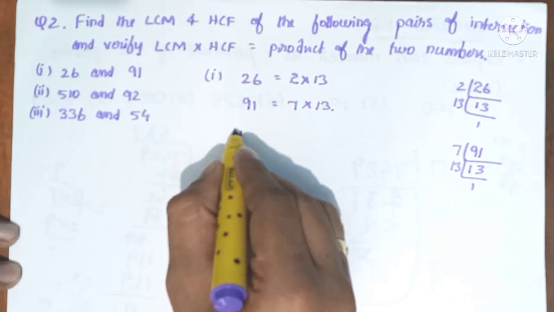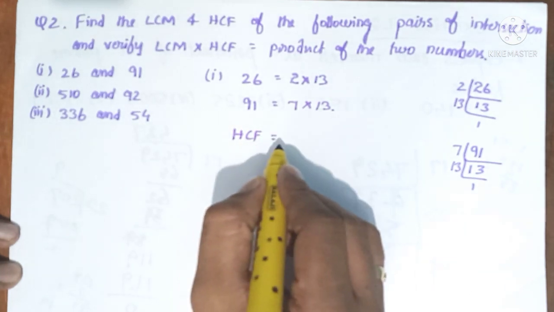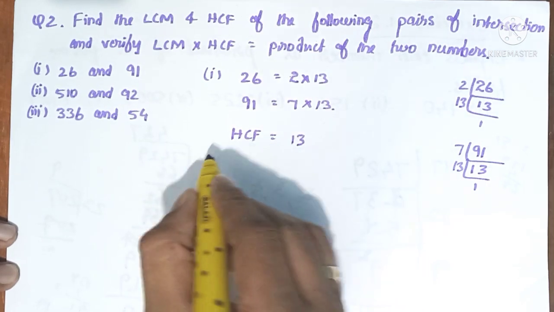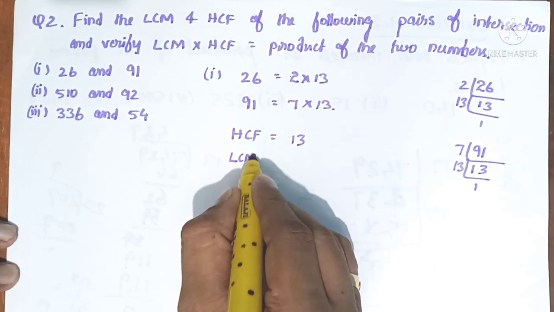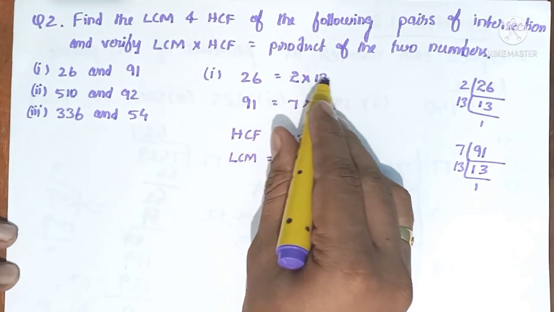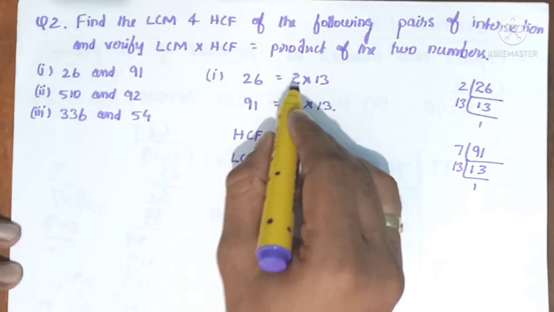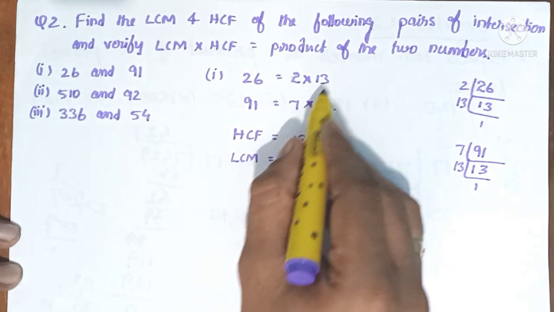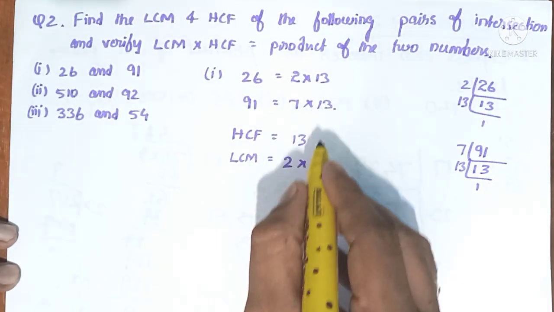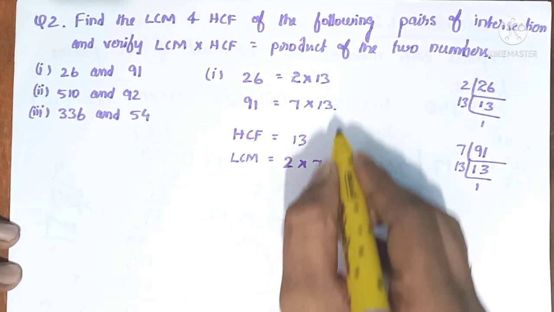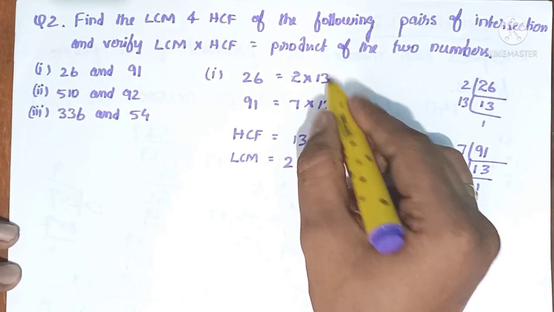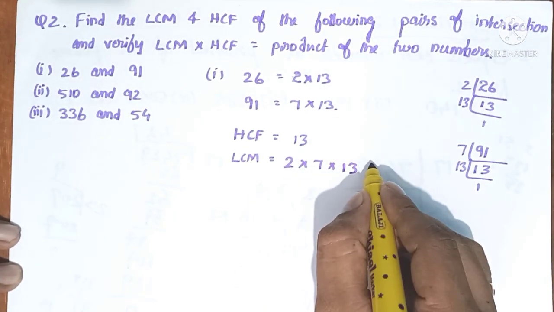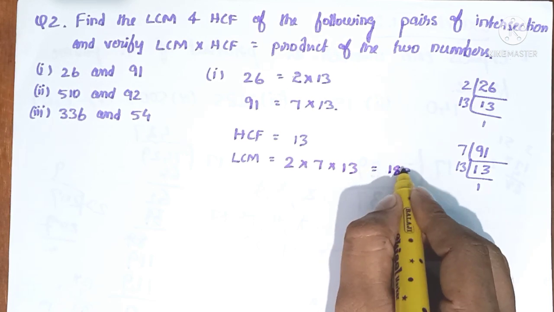So what is HCF here? The highest common factor in both these, that is 13. 13 is the HCF here. And what is LCM? The highest power of each prime factor in both. So here the highest power of 2 is 1, so we will write 2. The highest power of 7 is also 1 here, so 7. And 13 is there in both, and the highest power is 1, so we will write 13. So that is 182.